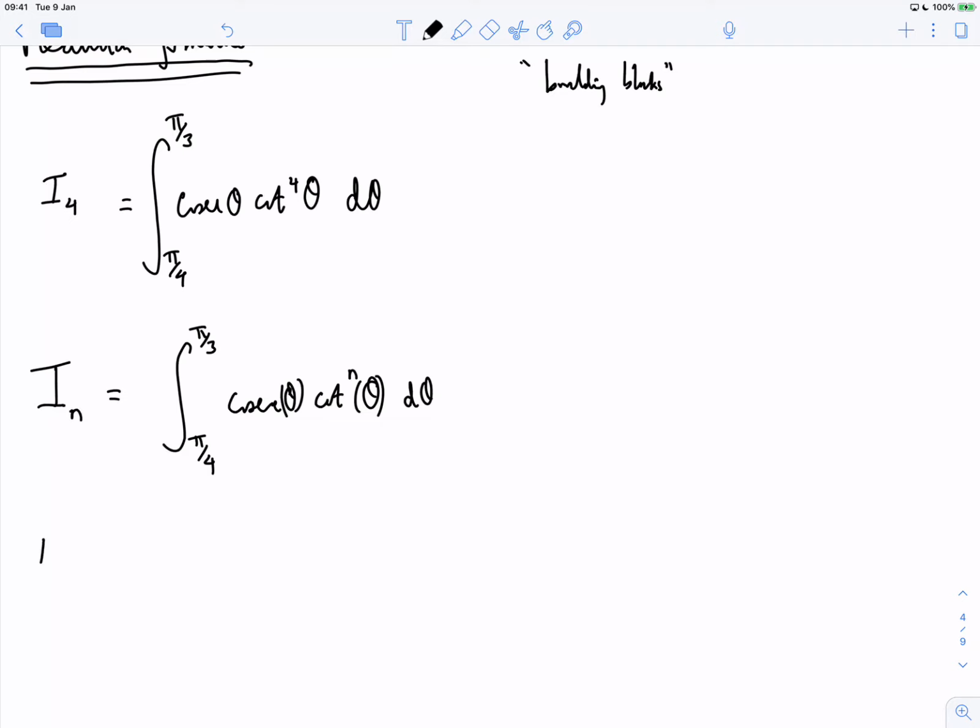Because I of 0 is actually incredibly easy to deal with, because it's just between pi over 3 and pi over 4, and then it's just cosec of theta, and then cot to the 0 is just 1, so all we have to do is just integrate cosec theta d theta. Now if I look at the formula booklet, because I always forget what cosec is, it's like ln cot sec, isn't it? I can't remember. Something like that. Where is it?